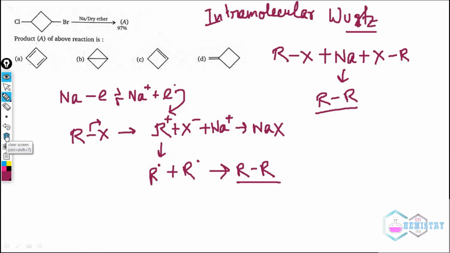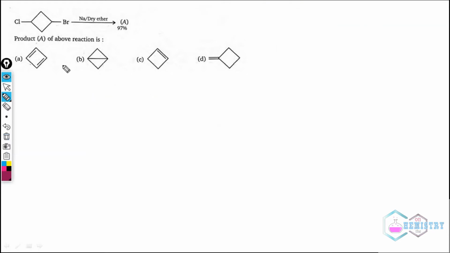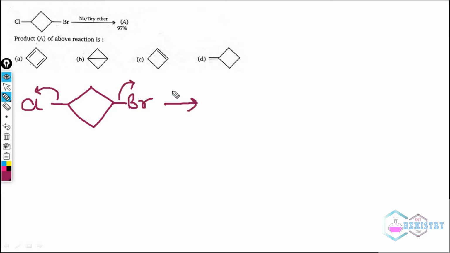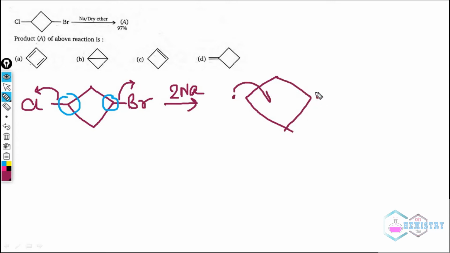Now if we come back to this problem, what will happen? This group, there are two halogens in one single compound, so this chlorine will go away, this bromine will also go away, and in presence of two sodium, this carbon and this carbon will form radicals. So it will form a radical here, and it will form a radical here, and these two radicals will connect with each other to form this compound. So the option B will be our answer.